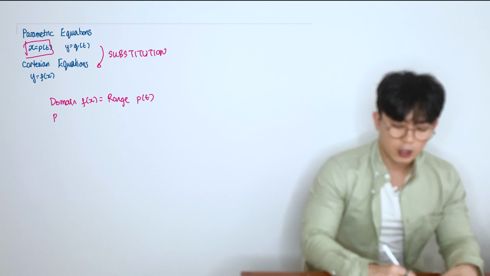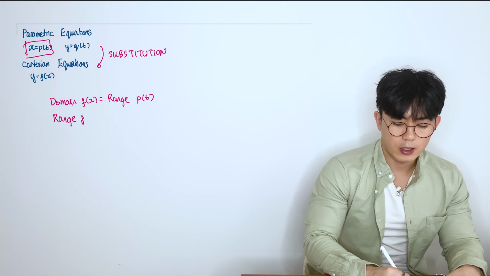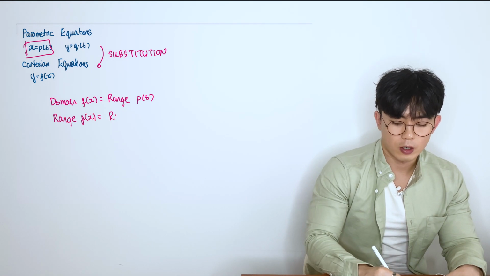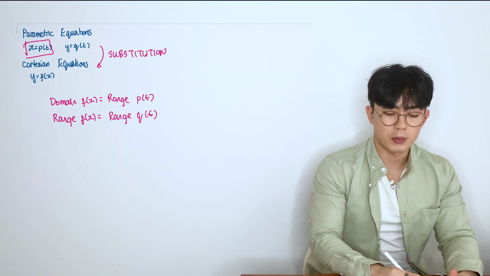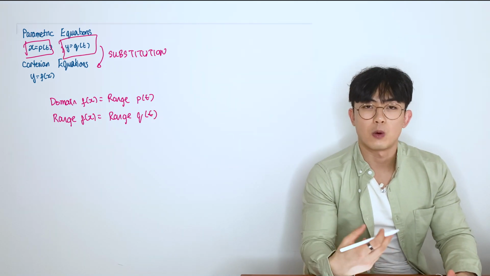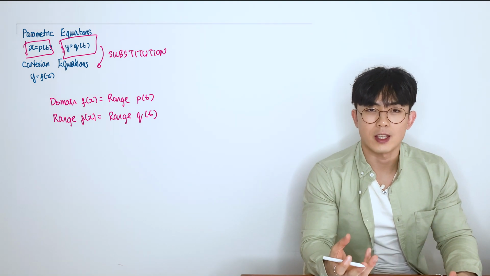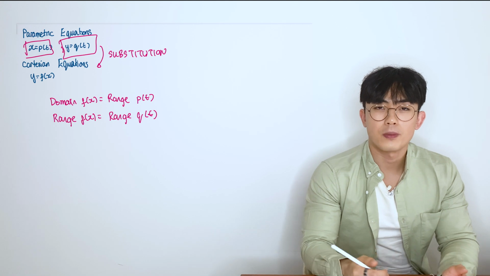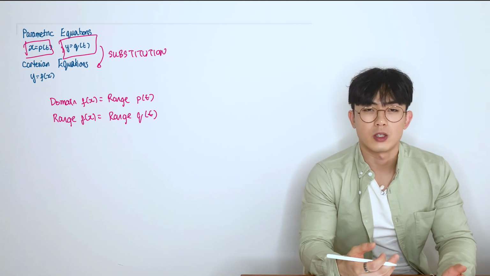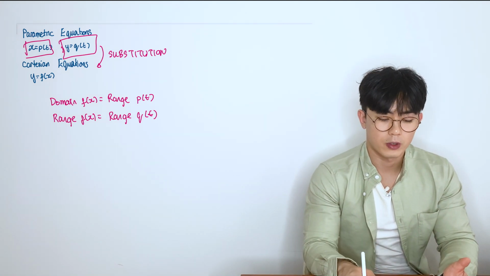The range of the Cartesian function, in this case, is actually equal to the range of the parametric y equation. It's the same reason, because this equation tells us how y changes, what values y can take, which is a definition of the range of the Cartesian equation. And from that, we can answer a lot of different questions concerning these types of parametric equations.